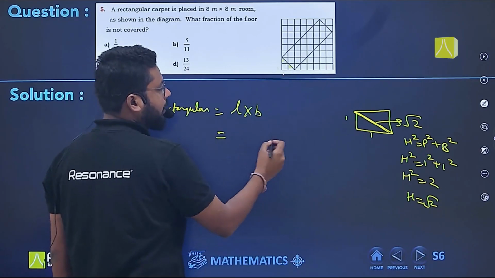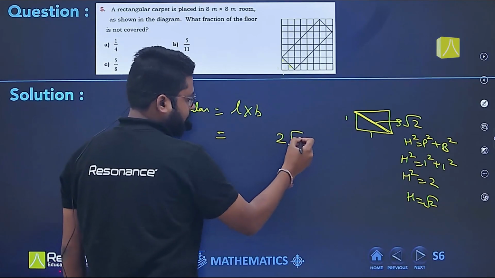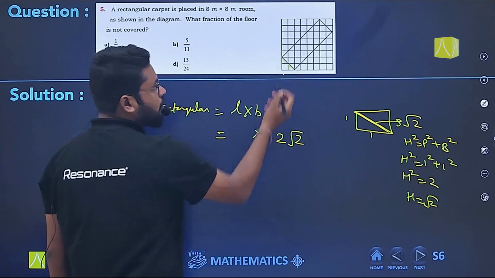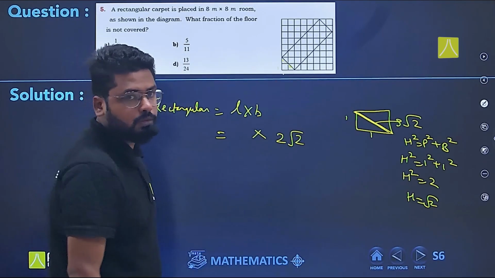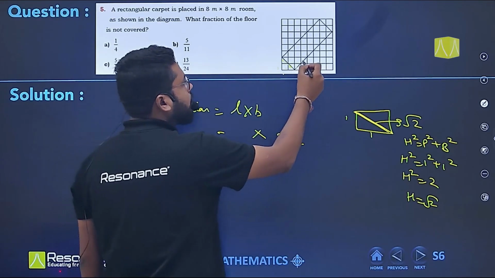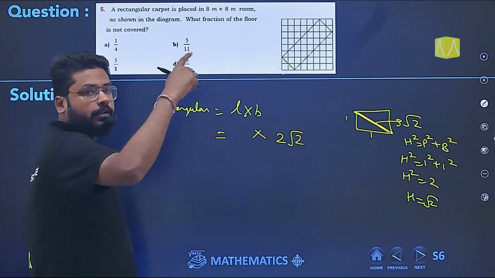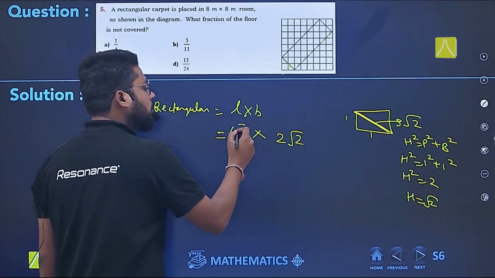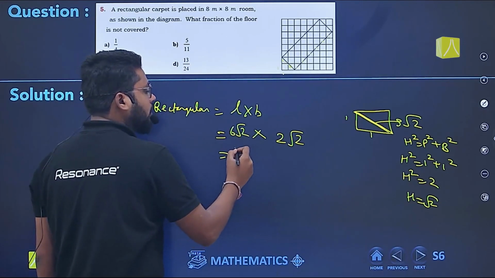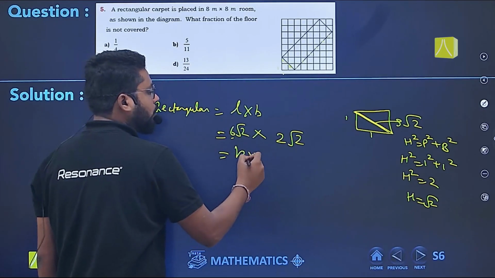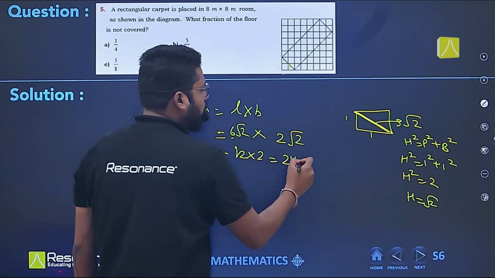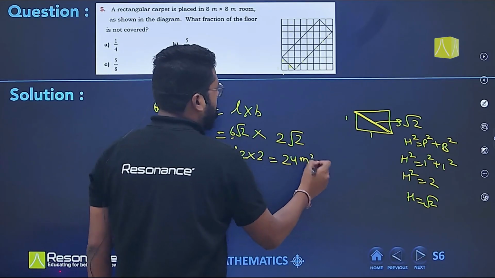So breadth will be 2 root 2, because 1 is root 2. So that is 2. So 2 root 2. And in length you can see that 1, 2, 3, 4, 5, 6 diagonals are there. So 6 root 2. So its area will be 6 into 2 is 12 and root 2 into root 2 is 2. So area will be 24 meter square.